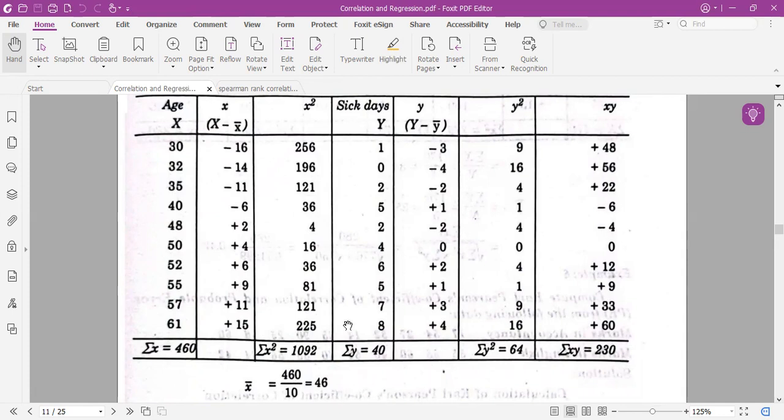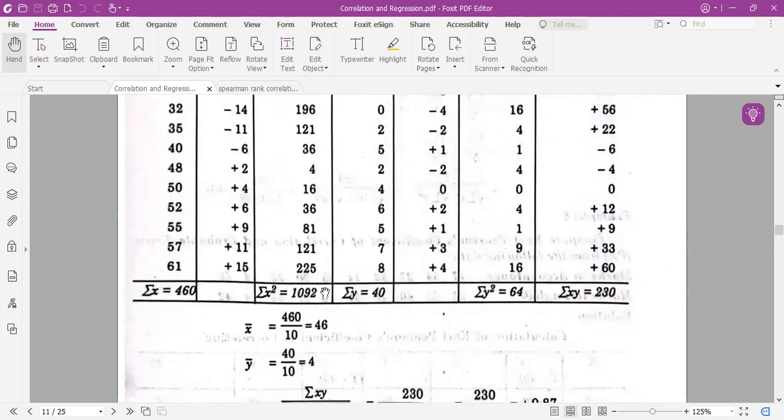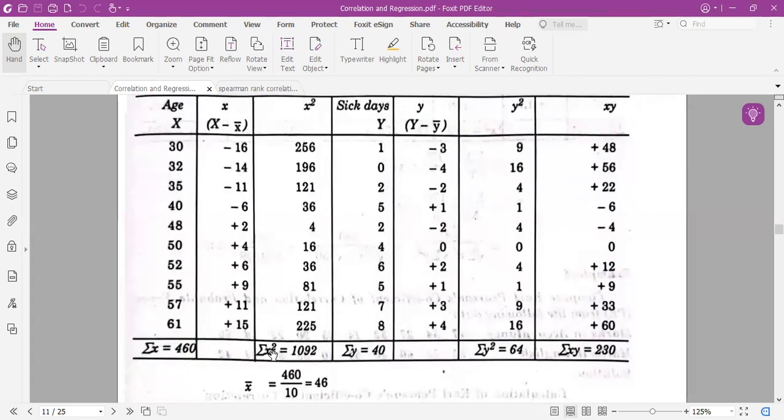Similarly, you have to calculate the mean for Y also. Sigma Y is coming to 40. 10 values are there, so divided by 10 gives 4. So the mean for X will be 46, and the mean for Y will be 4 here. Now you have to take the deviation. Small x is equal to capital X minus X bar, so you take a deviation from X bar, the mean of the X values. Then you have to square it, that comes to x square. Then you take sigma x square, which is coming to 1092.